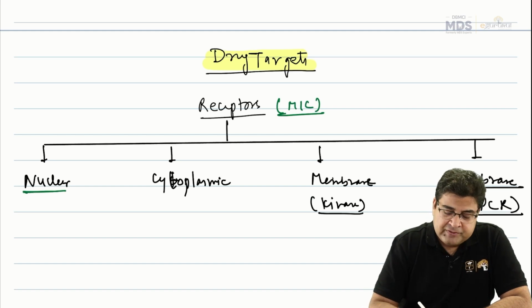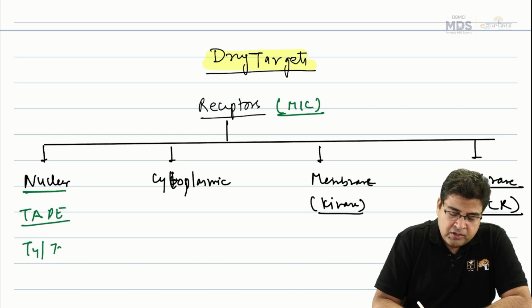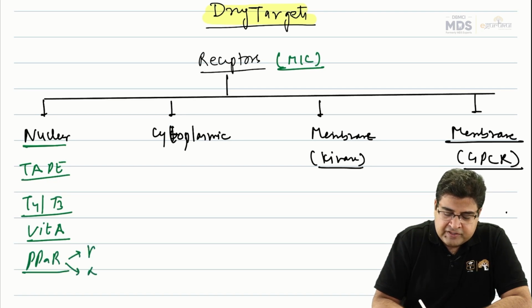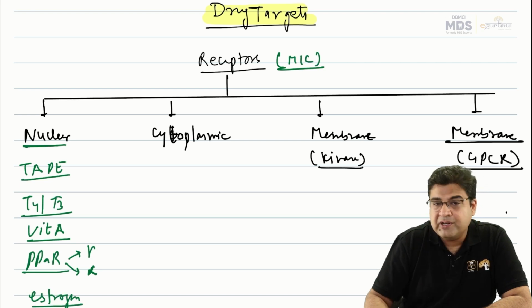Receptors can be present in the nucleus. So for nuclear receptors, examples are thyroid hormone receptors, which are nuclear receptors. The vitamin A receptor is a nuclear receptor. PPAR gamma and PPAR alpha receptors are nuclear receptors, and the estrogen receptors are also nuclear receptors.